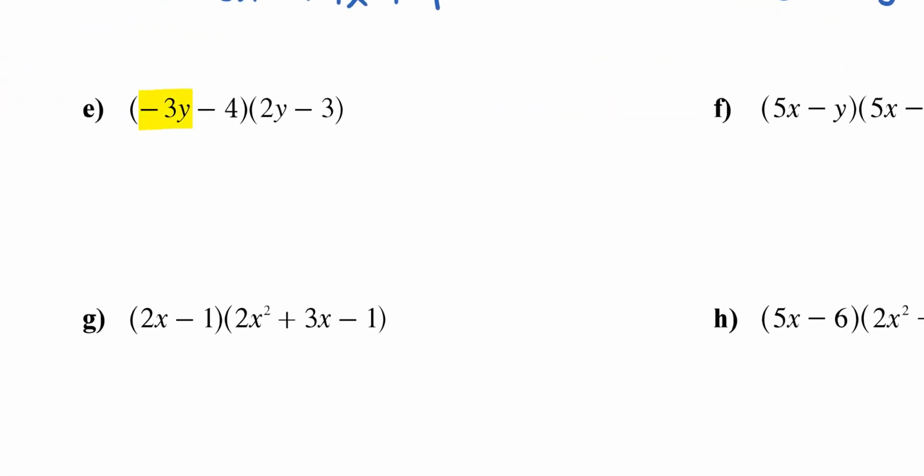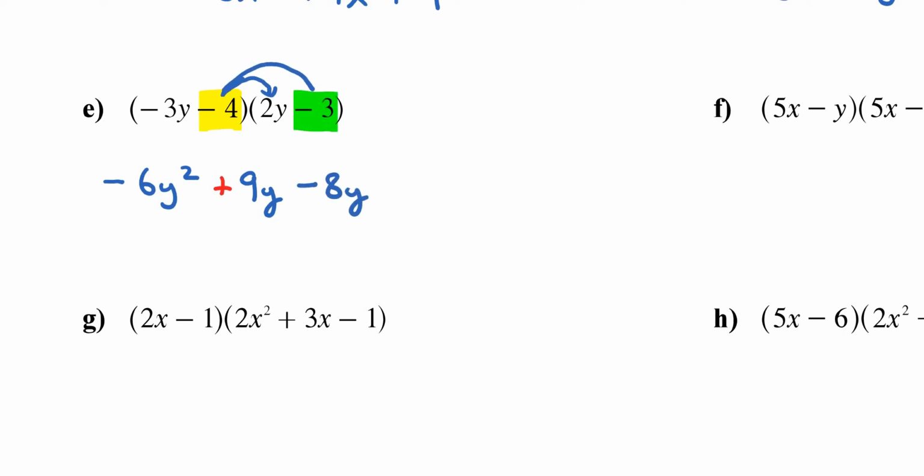Let me highlight the first term here. Negative 3y times 2y is going to be negative 6y squared. And negative 3y times negative 3, that's going to be positive. So 3 times 3 is 9, so 9y. Then let me erase this and highlight my inside term here. Negative 4 times 2y is going to be negative 8y, and negative 4 times negative 3 is going to be positive 12.